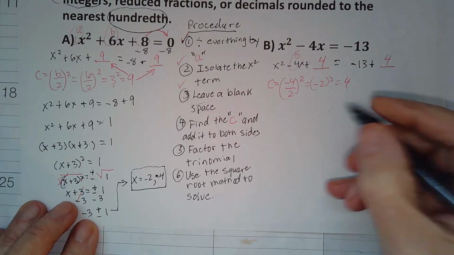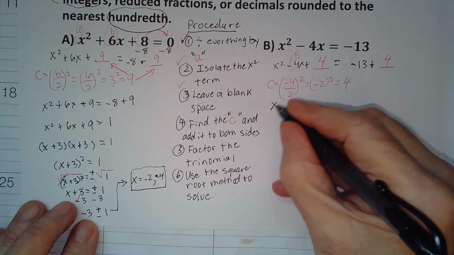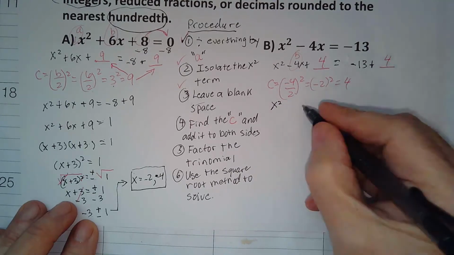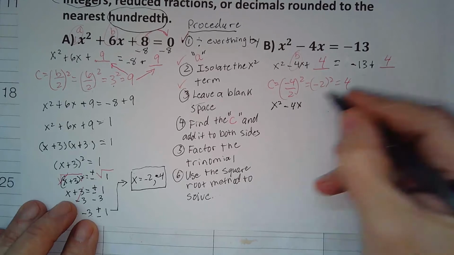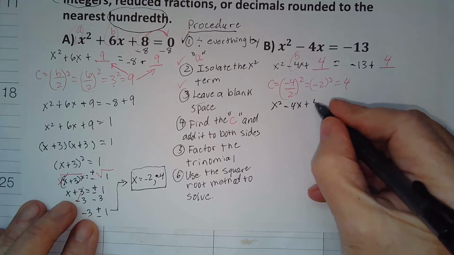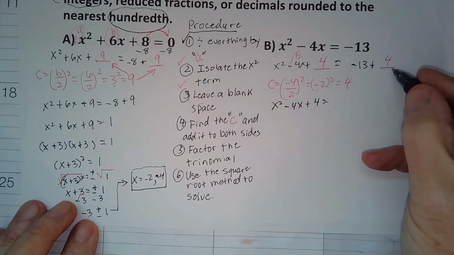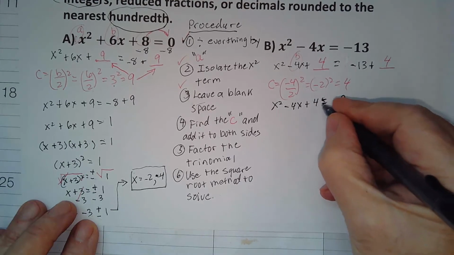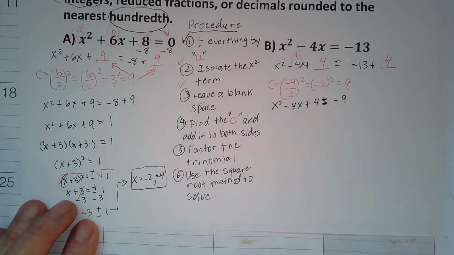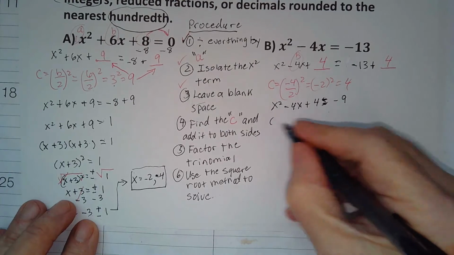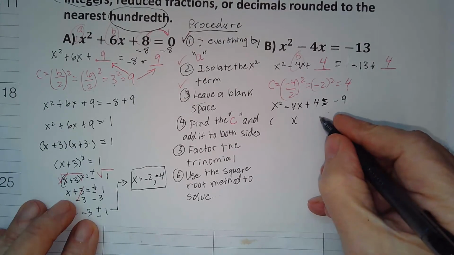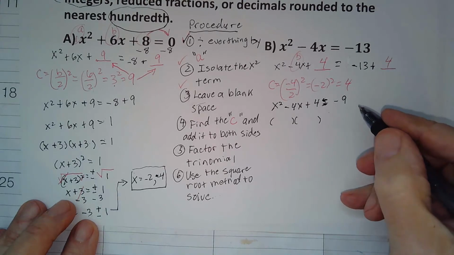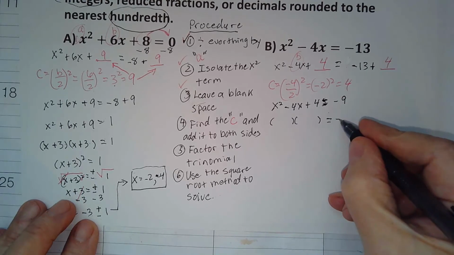So we're going to rewrite this as x squared minus 4x plus 4 equals, and then what is negative 13 plus 4? Looks like negative 9. Okay. Now we have our trinomial. We want to factor. So we're going to factor again. And so again, that equals negative 9.